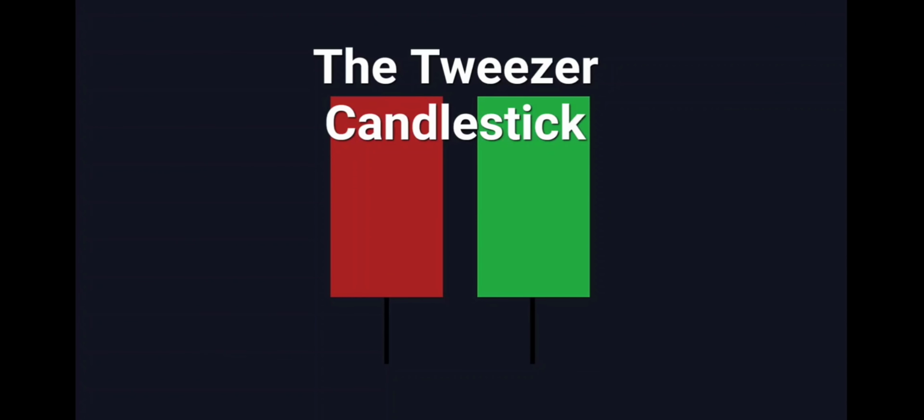What is the tweezer candlestick? Pretty much both having similar wicks at the bottom. We have a bullish candlestick here, and we have a bearish candlestick here. And look, they both have the same length of wicks. So we're going to give you a bullish example and a bearish example. Let's get into it. So here we have located our tweezer sticks.